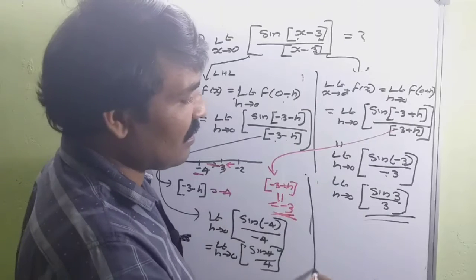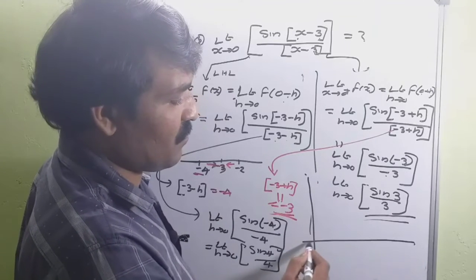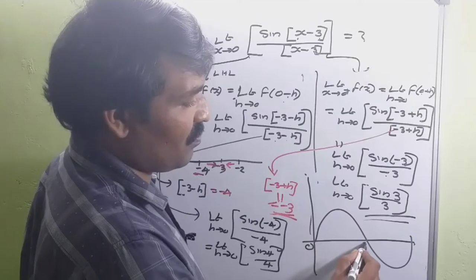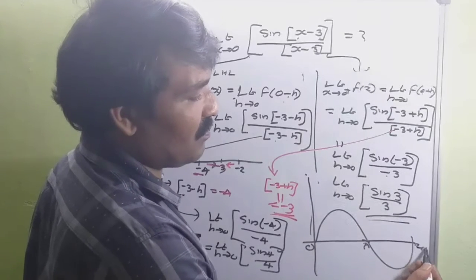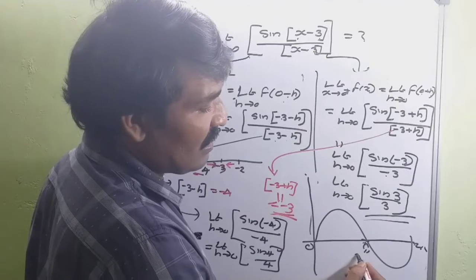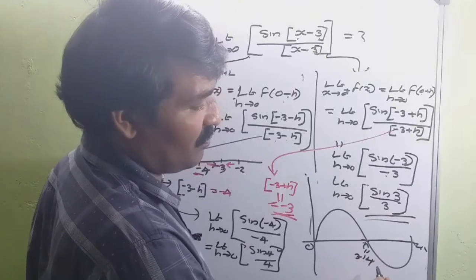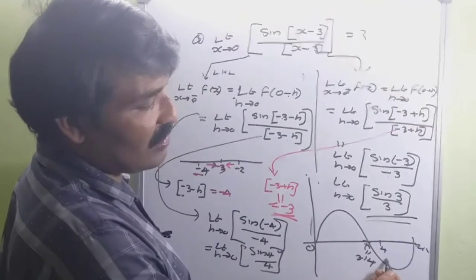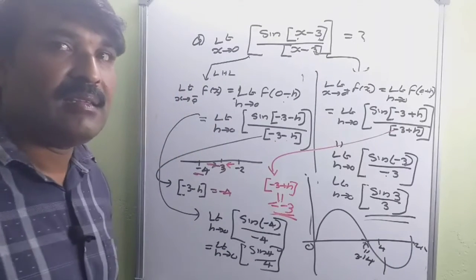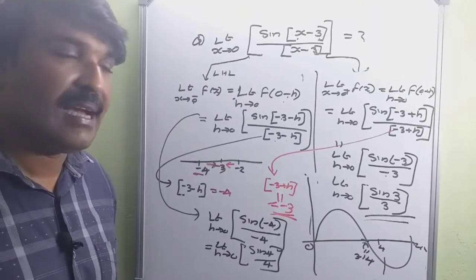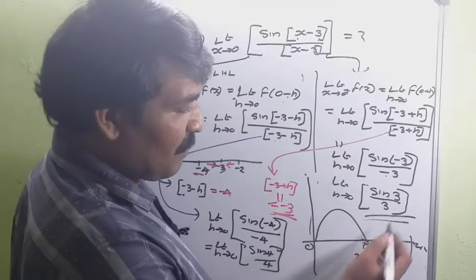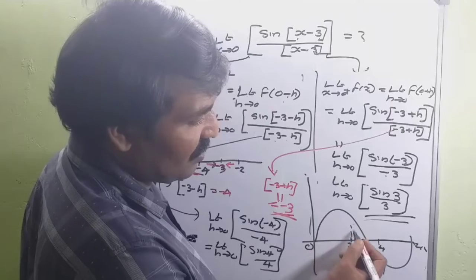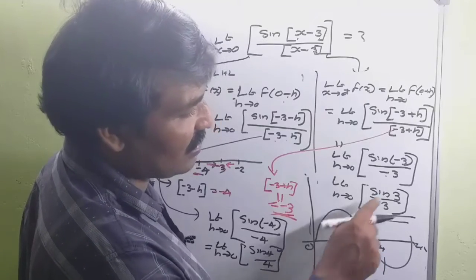Now consider the graph of sine. This is 0, pi, 2 pi. Pi is equal to 3.14. So 4 is a point here. So 4 is a point in the third quadrant, and in the third quadrant the value of sine is negative. And 3 is a point here, that is in the second quadrant. So the value of sine in the second quadrant is positive.